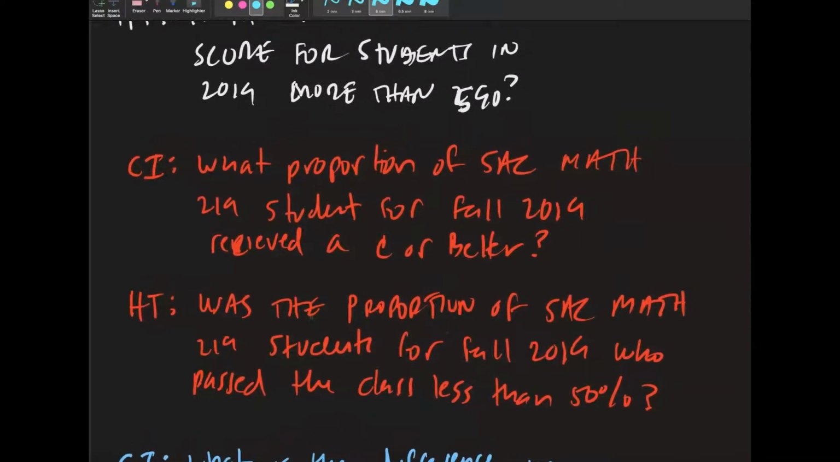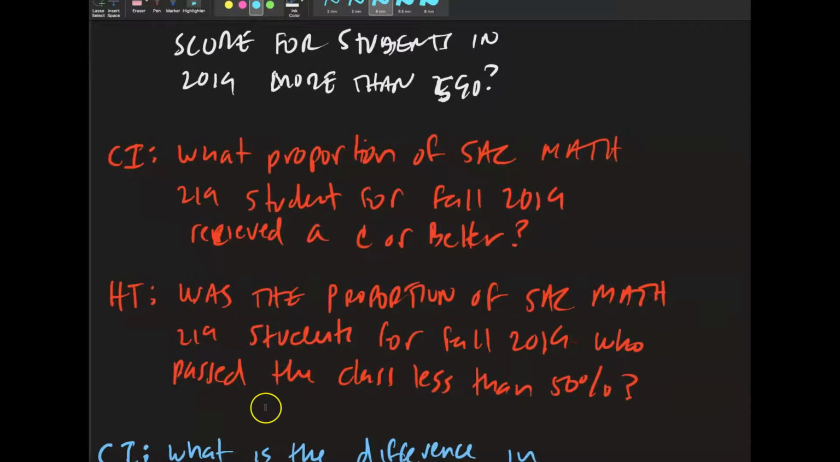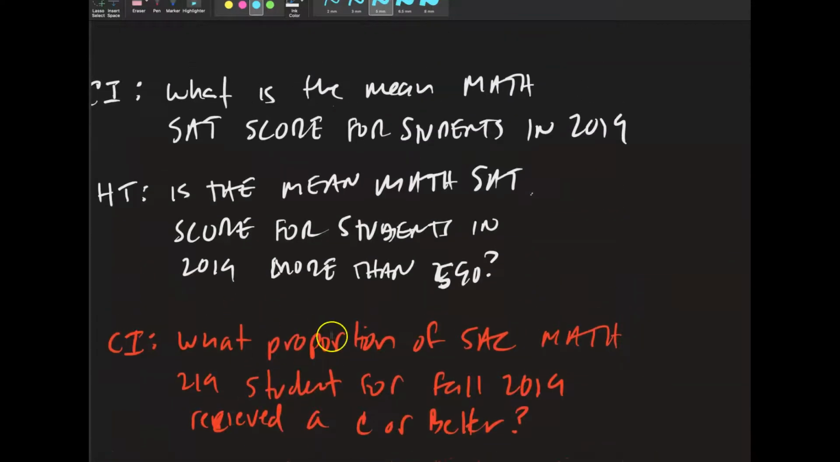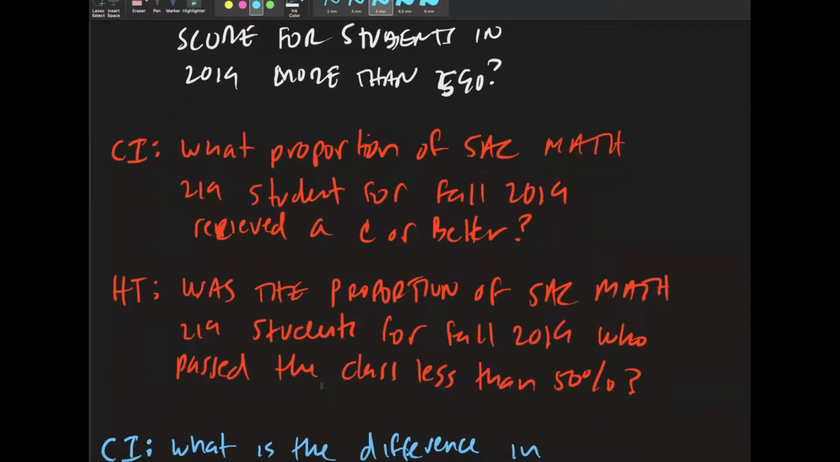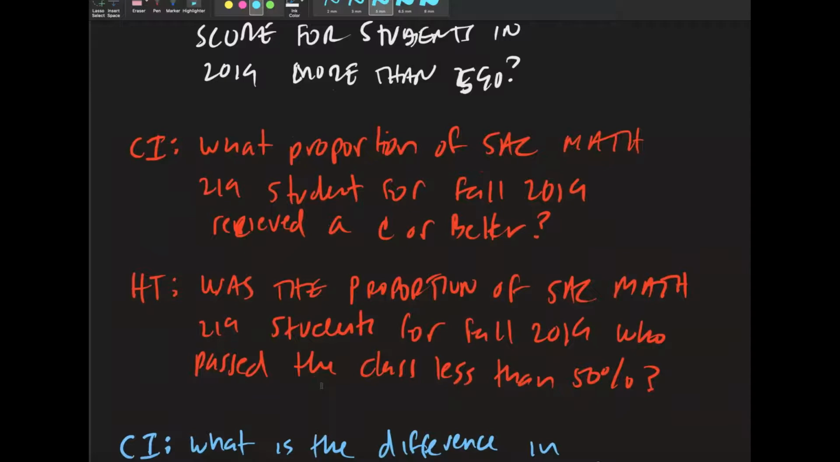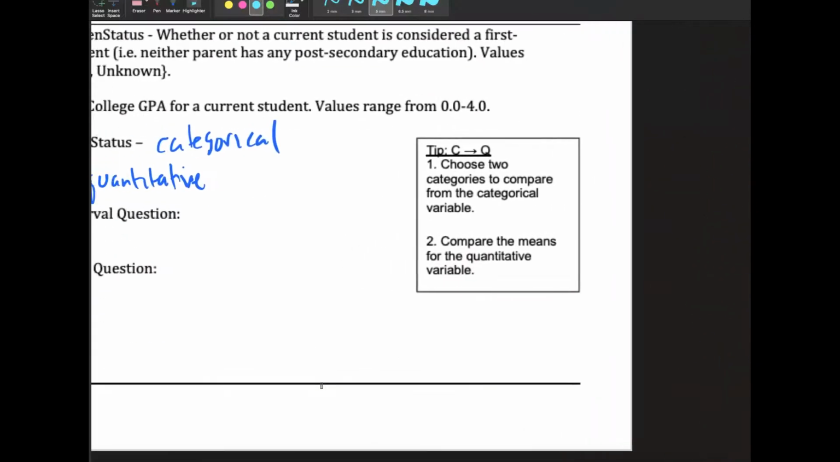For the hypothesis test question: what was the proportion of SAC Math 219 students for fall 2019 who passed the class? Was it less than 50%? As we do that, you could think about what the null and alternative would be in each of these cases for the hypothesis test. Then you could say, oh yeah, I think I have an idea. This is an appropriate question for a hypothesis test.